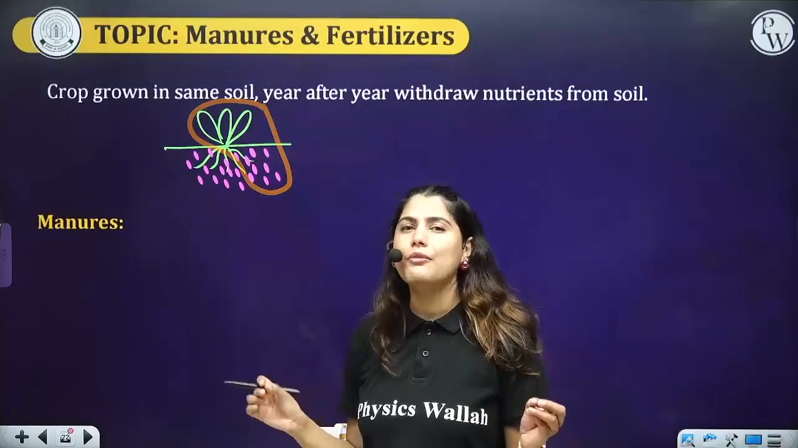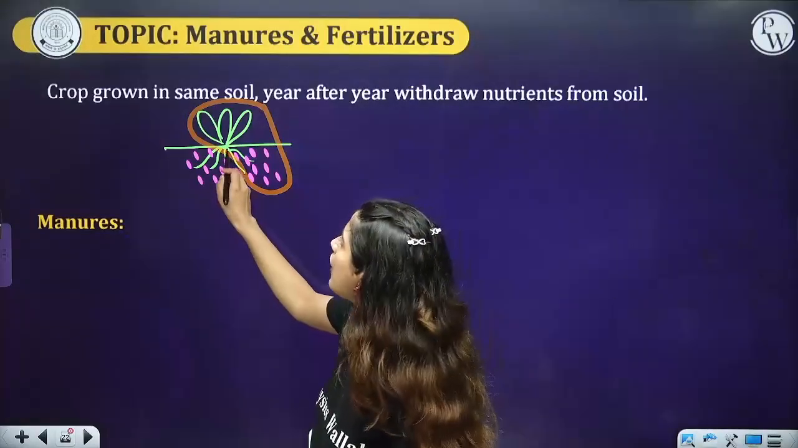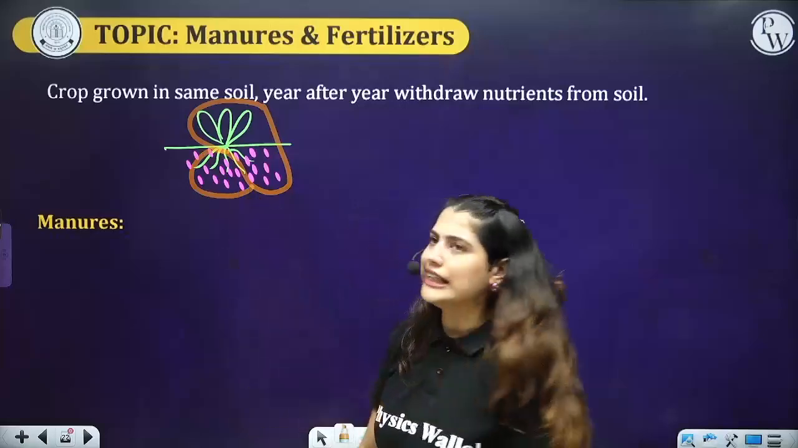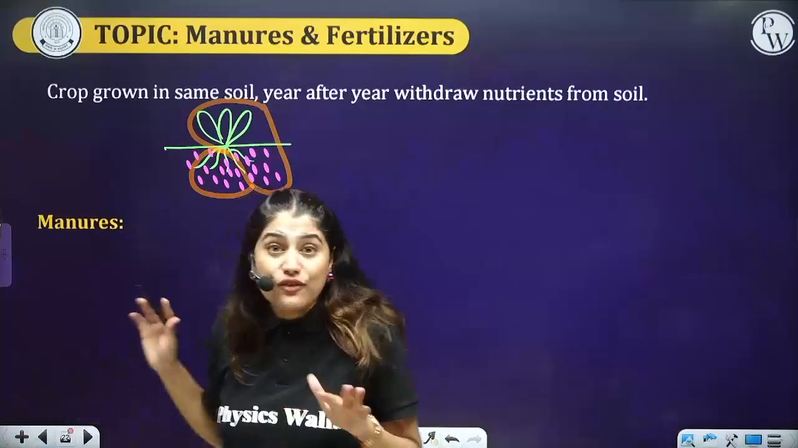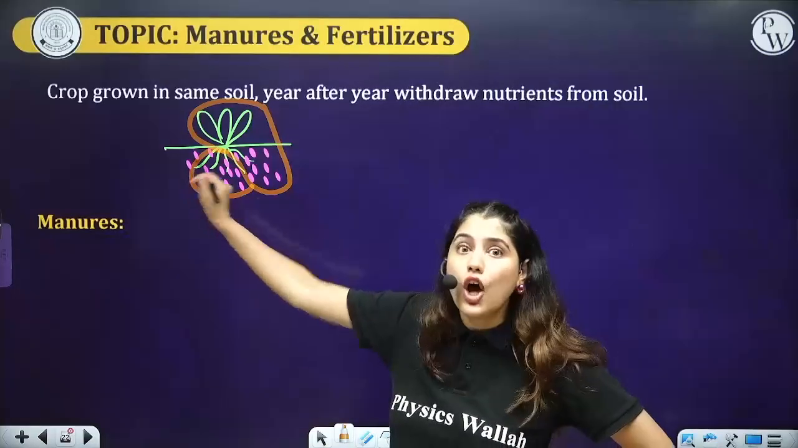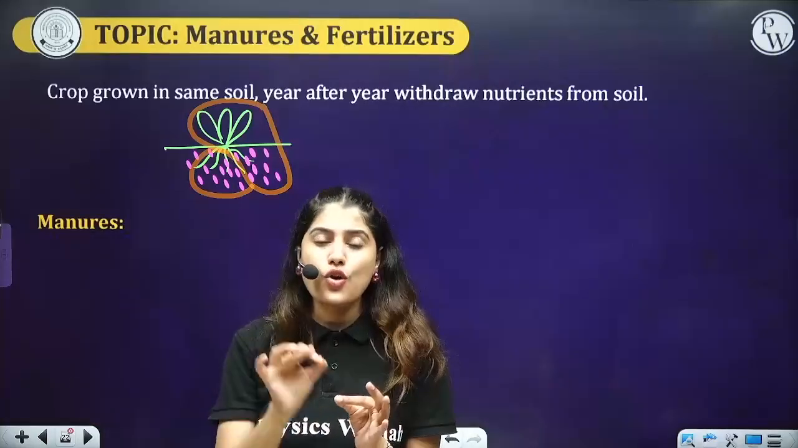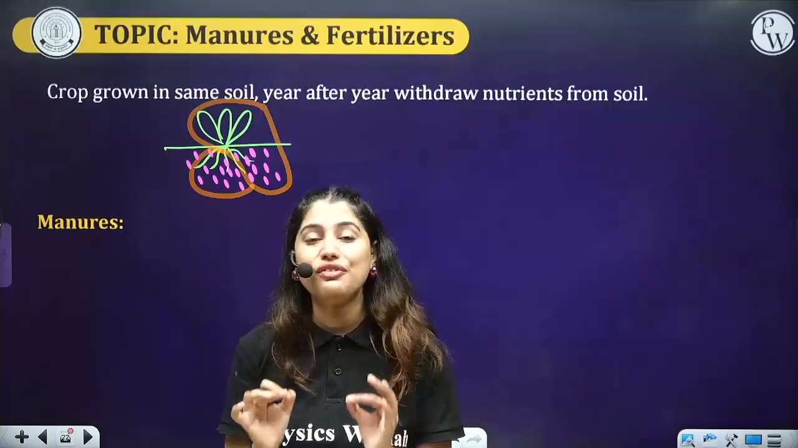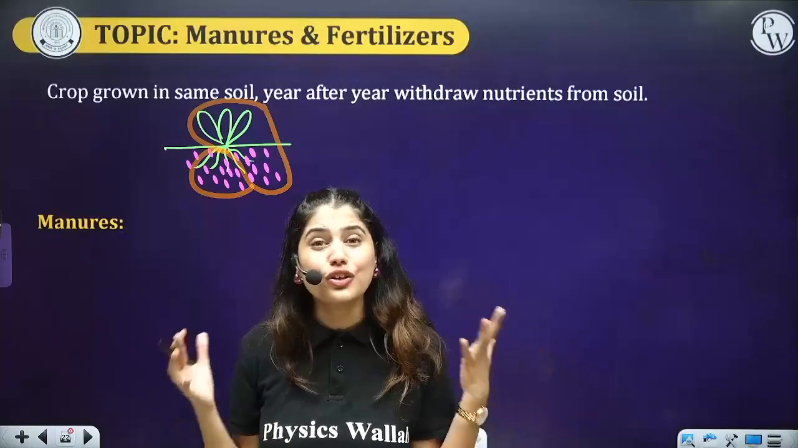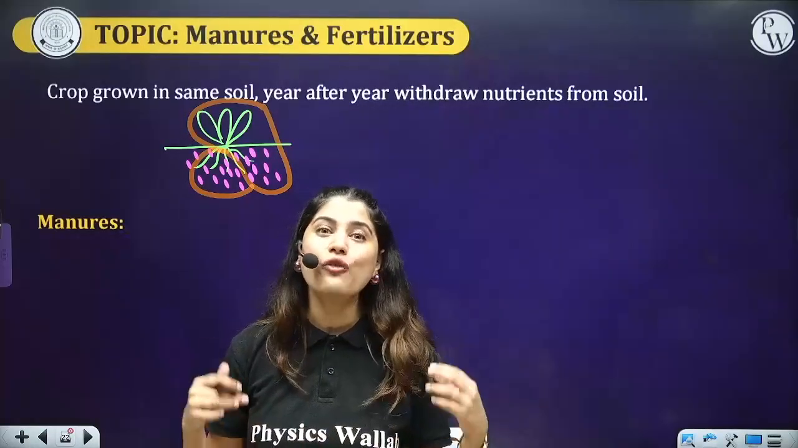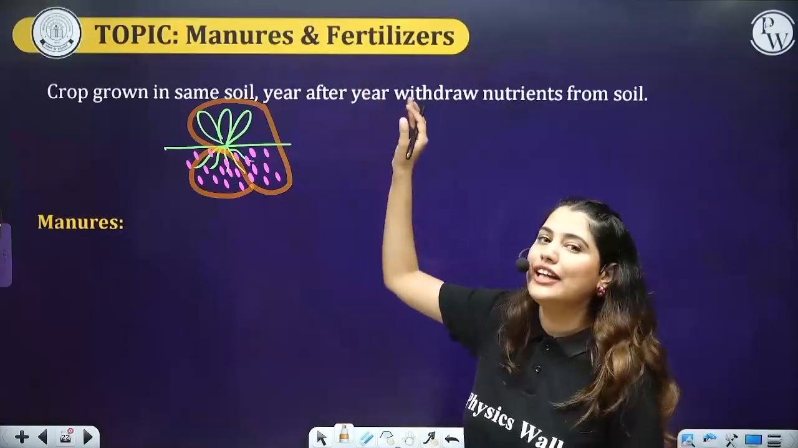Then let's say I have harvested it, and then I have grown a second round of crops. The second round of crops will come and take more nutrients. What about the third round or the fourth round? Will it have sufficient nutrients? No. If we grow crops again and again in a single piece of land, it will lead to a deficiency of nutrients. Then how are we going to replenish these nutrients? How are we going to provide those nutrients into the soil? That will be done by adding manures and fertilizers.